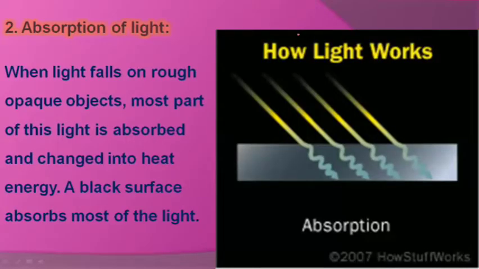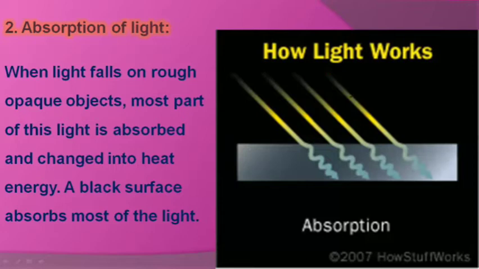Okay, now we'll see absorption of light. How does light get absorbed in objects? When light falls on rough, opaque objects. Opaque means having some color, from which the light cannot pass through. Most of this light is absorbed and changed into heat energy.